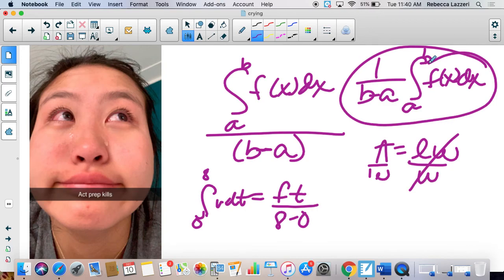And we'll talk more about it. If you looked at the syllabus, I'll post your homework, something on average value. So you're using the formula over and over again.